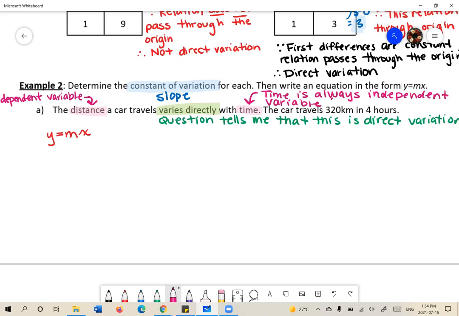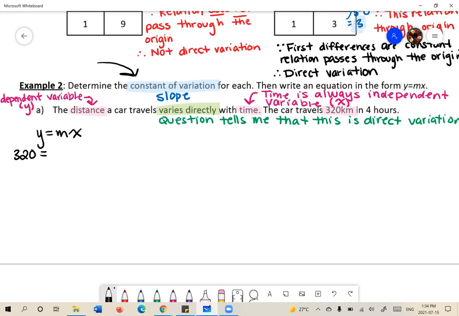Your independent variable is x, and your dependent variable is y. So in the equation y = mx, your y is going to be your distance value, which is given to us. It tells us that it travels 320 kilometers. So I'm going to replace y in my equation with the value for y, which is 320. And we're trying to find slope.